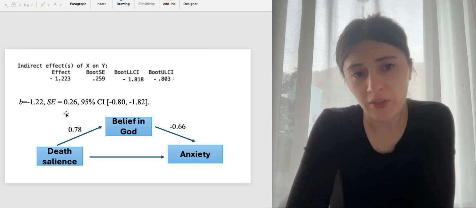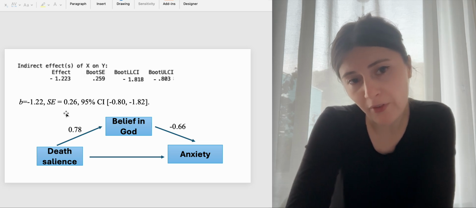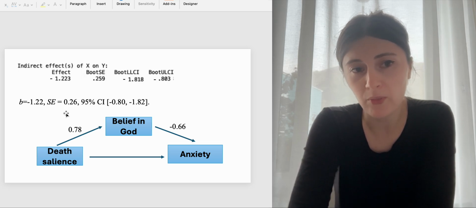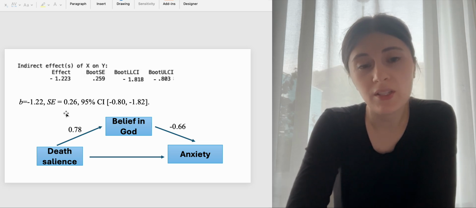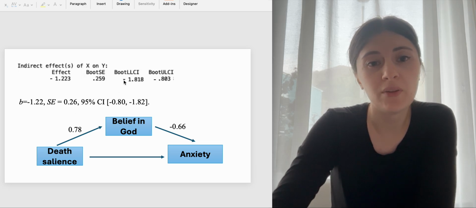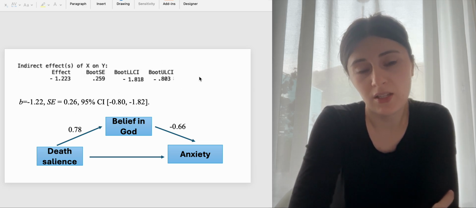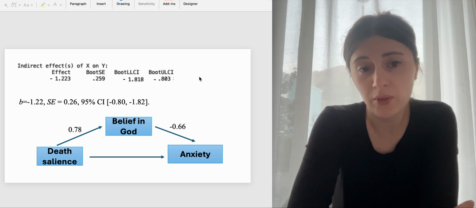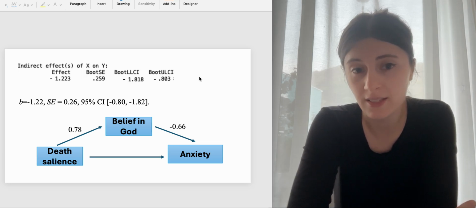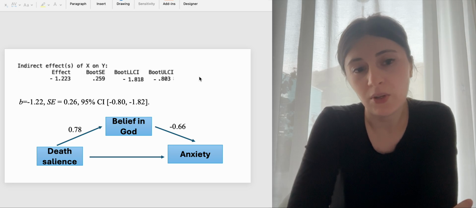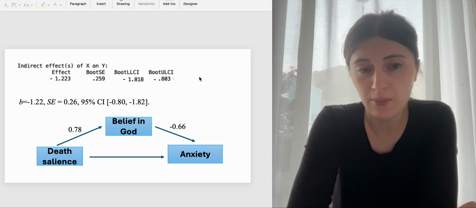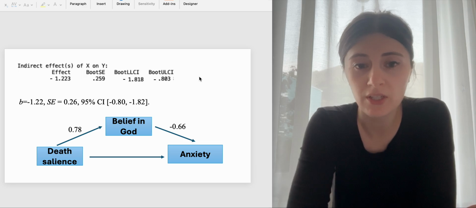Here, first we look at the indirect effect of our independent variable on our dependent variable through the mediator. And we can see here that the confidence interval does not include 0. And it means that we can conclude that the mediation effect is statistically significant. In our case, that belief in God acts as a mediator between death salience and anxiety.